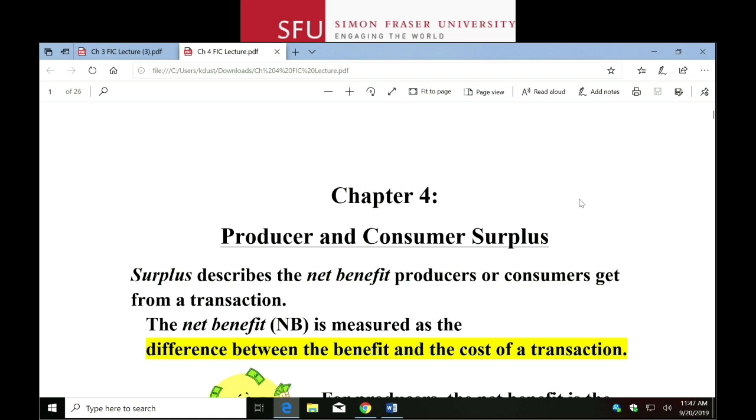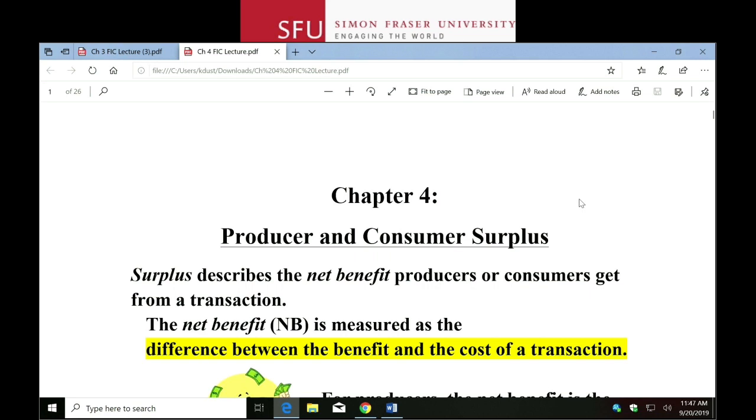And we are better off because we get a net benefit when we buy or sell something. A net benefit is the difference between the benefit and the cost. And there is a net benefit as long as the benefit is bigger than the cost. This net benefit is also called surplus. So the surplus is derived by the buyers as well as the sellers.